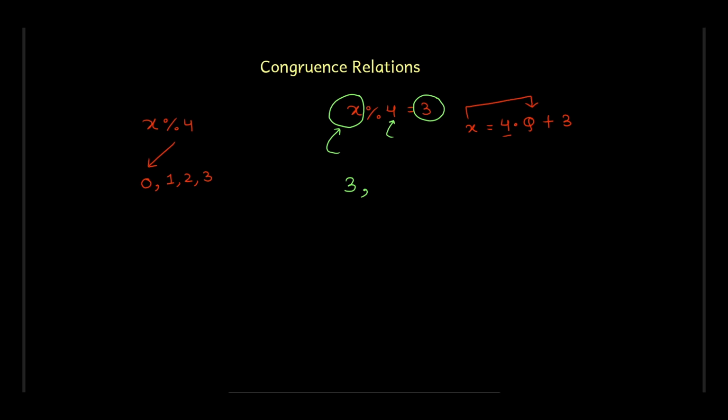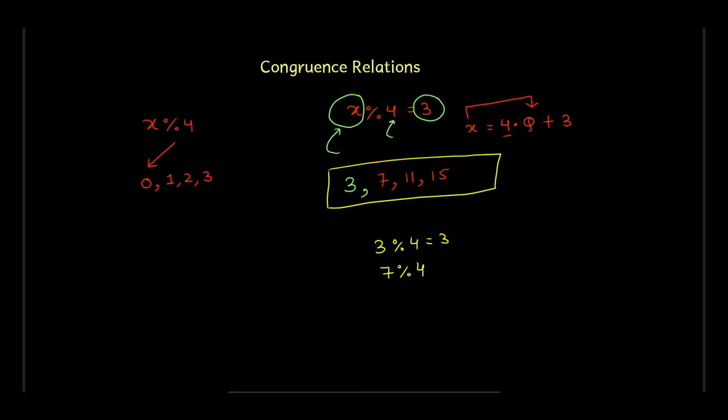So that's why the first number would be 3, second number would be 3 plus 4 which is 7, third number would be 7 plus 4 which is 11, and then 15 and so on. So these are the set of x that are congruent to 3. So you can say 3 modulo 4 is equal to 3, but 7 modulo 4 is also equal to 3.